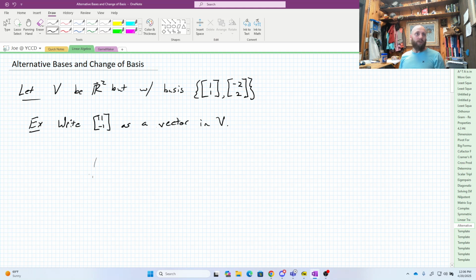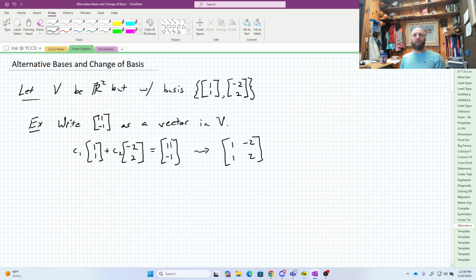In order to do that, my first thought is, if it's going to be a vector in V, that means it's going to look like some constant times the first basis vector plus some other constant times the second basis vector. And I'm going to make this equal (11, -1). I'm hoping you guys are noticing this looks a lot like the column multiplication picture. So I could rearrange this into an alternative problem where I put this matrix together.